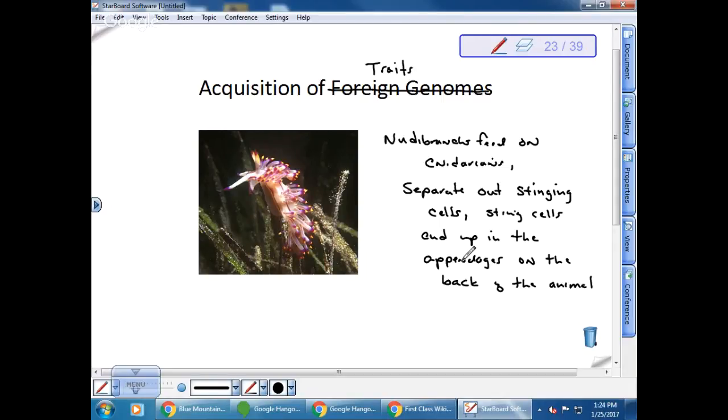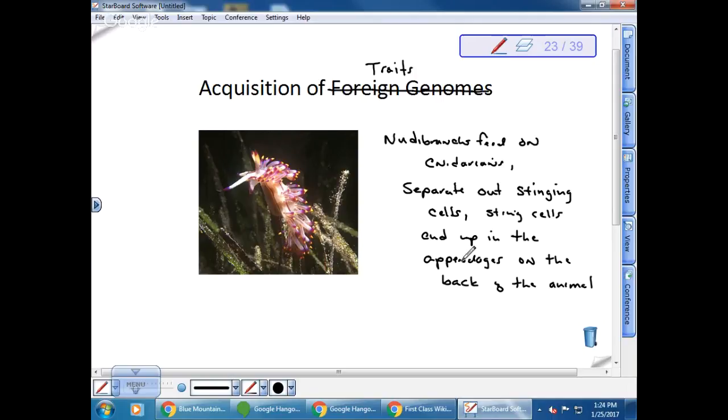So what this means is that the nudibranch now has a defense mechanism. It's not a defense mechanism that it inherited, it's a defense mechanism that it ingested, right? And so they don't really understand how all that works at a cellular level, but it seems to work quite well.